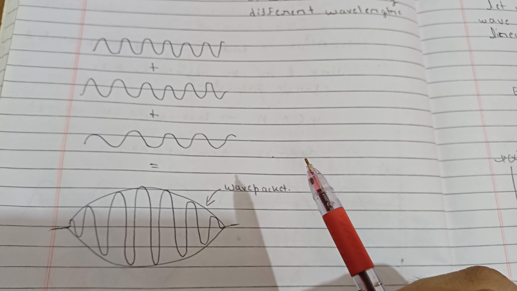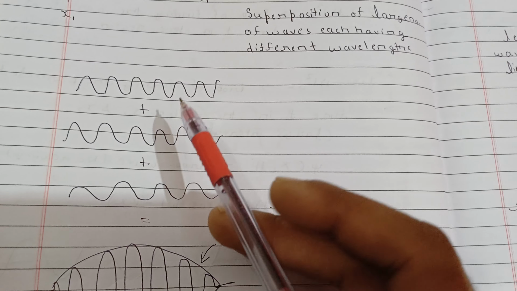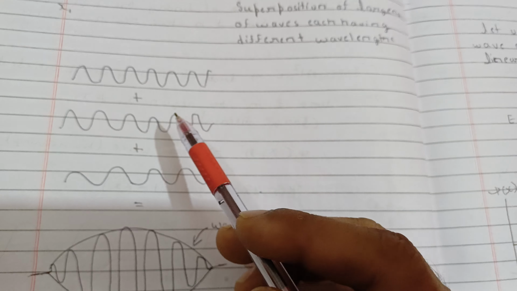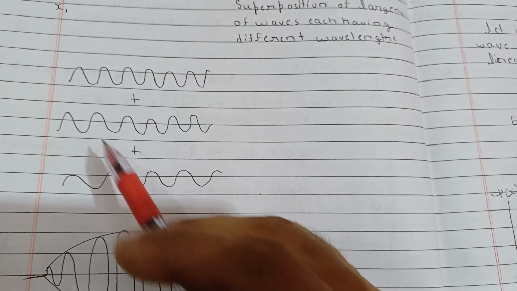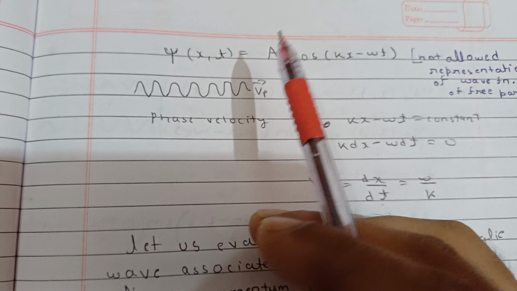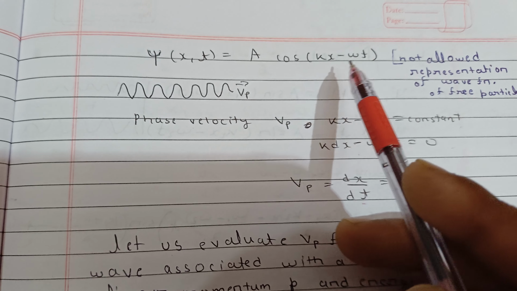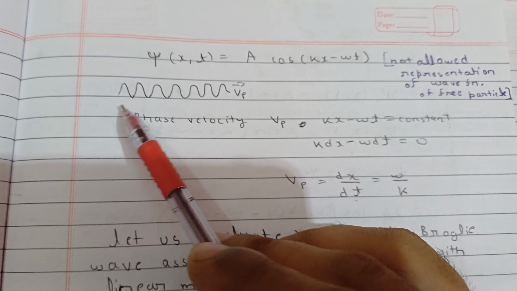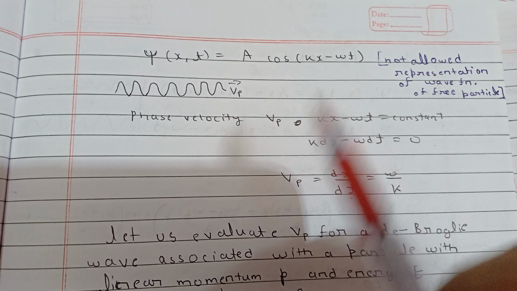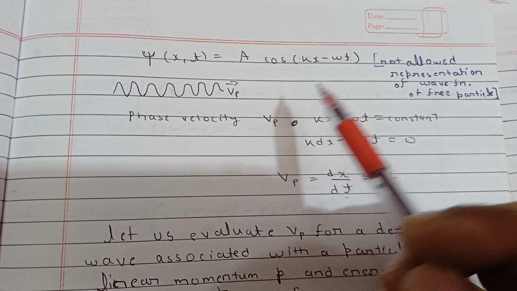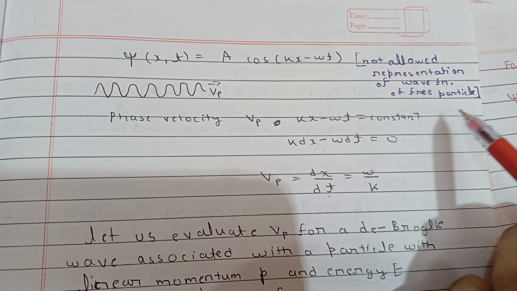Okay, so why can't our matter wave look like this? Let's see one more example of why we can't express our matter wave in this form. If we assume our wave function as cos(kx minus omega t), and the wave looks like this, so this will be your equation. Now why is this not allowed? This is not an allowed representation of the wave function of a free particle.